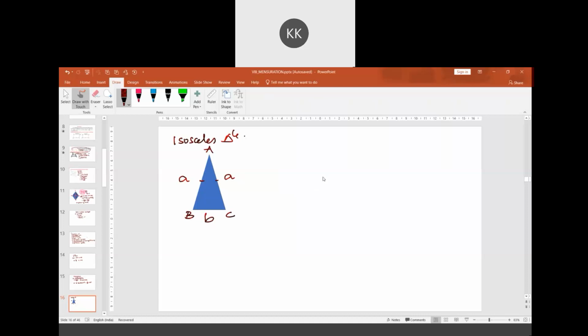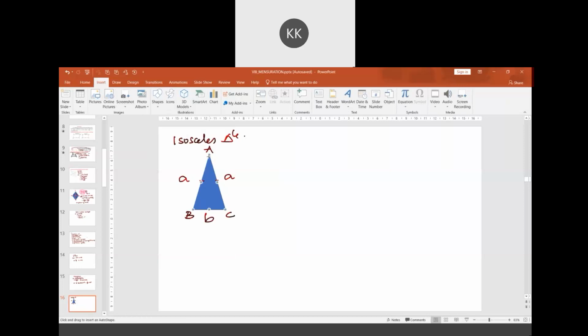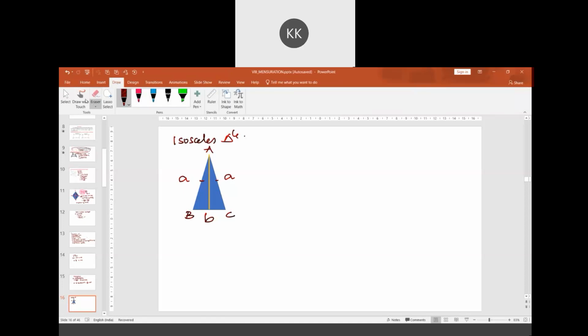We all know that area of triangle is half base into height. In this triangle, we don't have height. Then we have to do a small construction. We are going to draw a perpendicular from A to BC. Suppose this is the perpendicular. Let us name this perpendicular with the letter h. Can we find area now? It is half b into h.